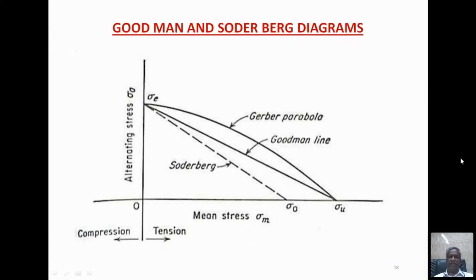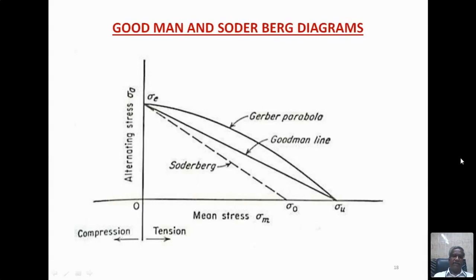So, say sigma naught, the yield strength, is on the x-axis, and it is connected to the endurance strength. That's the fatigue strength. So it is connecting between fatigue strength and yield strength. Now what happened? You see that the safe region is minimized when compared to Gerber. Gerber has a wider safe region, the Goodman line is slightly reduced, and Soderberg further reduces the safe region. So within this dotted triangle, if your mean stress falls in this triangle, the component is safe.